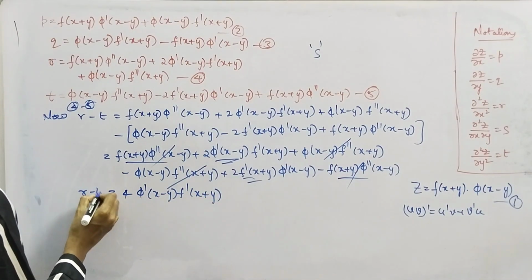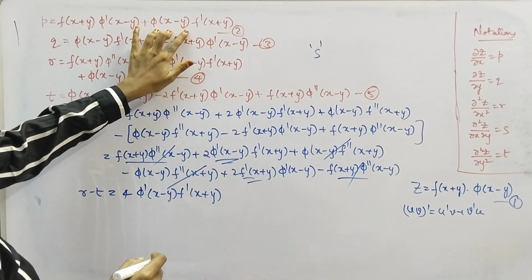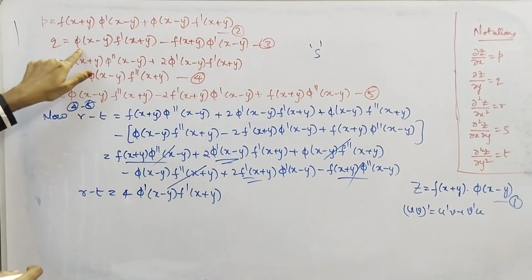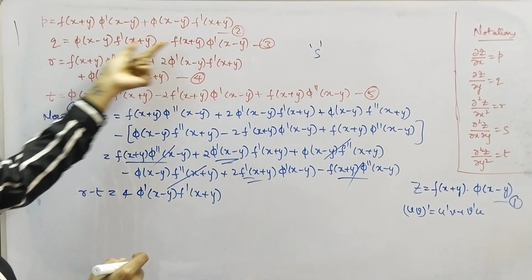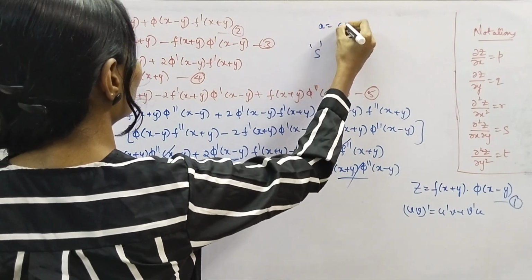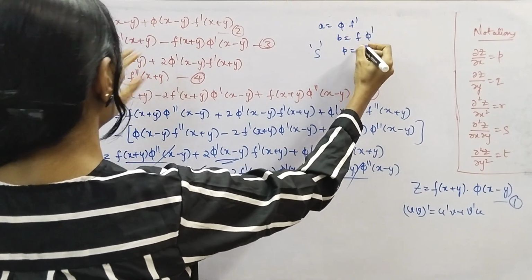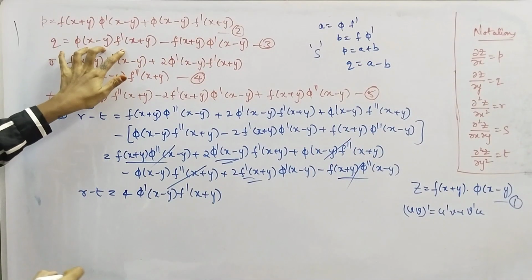Now we have the value of r minus t. Okay, fine. So observe, in P you have phi f dash plus f phi dash, and in Q you have phi f dash minus f phi dash. A plus B, here you have A minus B. If we consider, suppose A equal to phi f dash and B equal to f phi dash, you have P equal to A plus B and Q equal to A minus B, isn't it? A minus B.